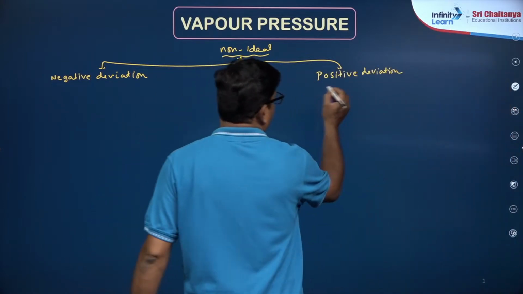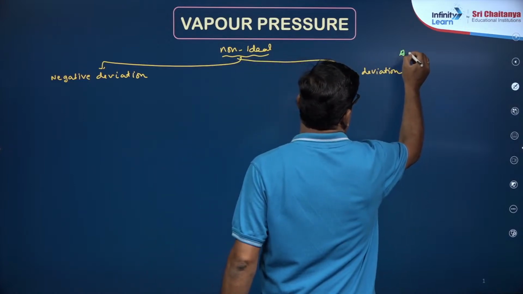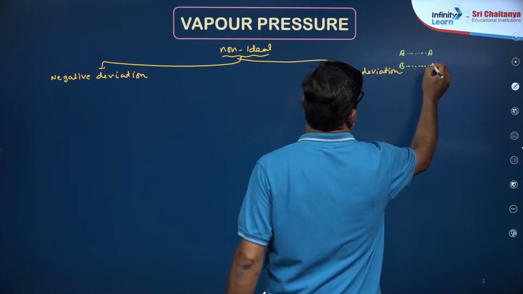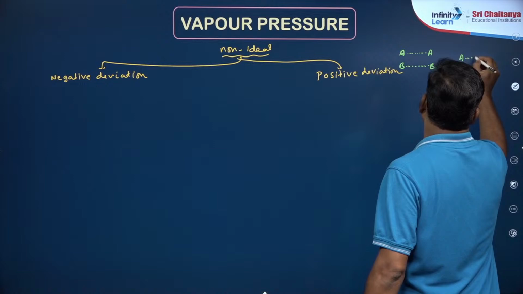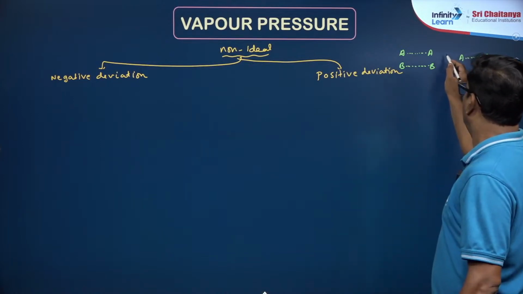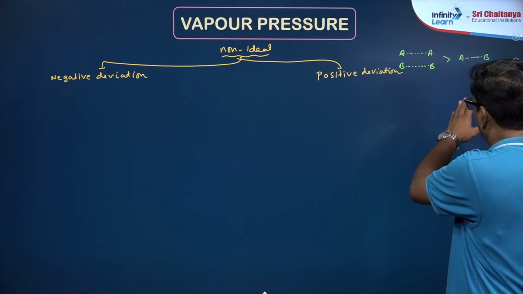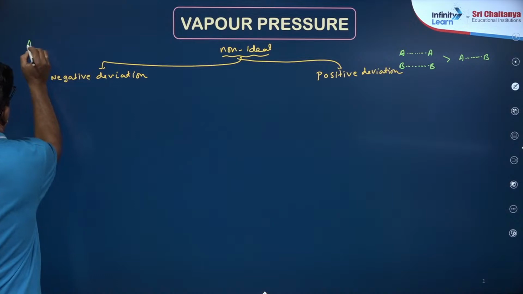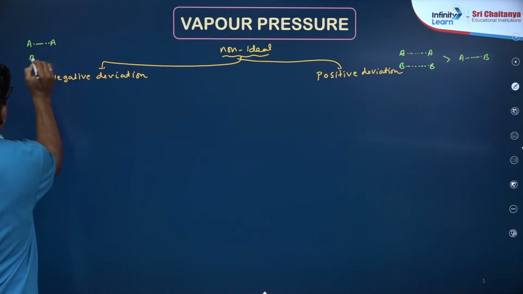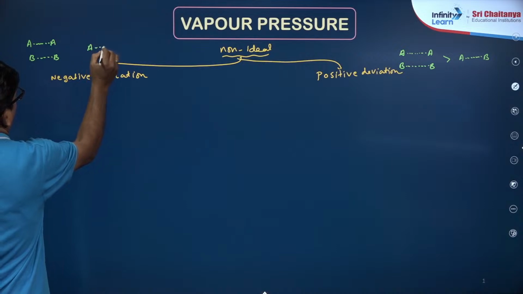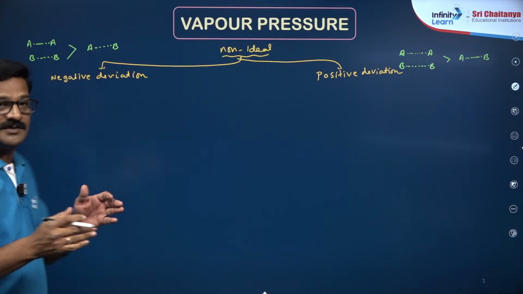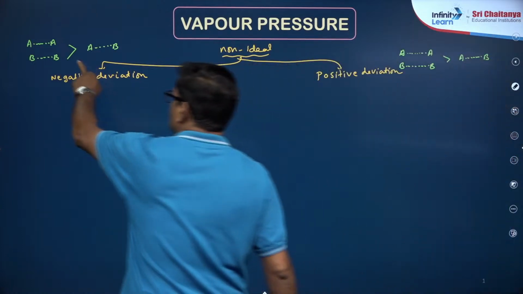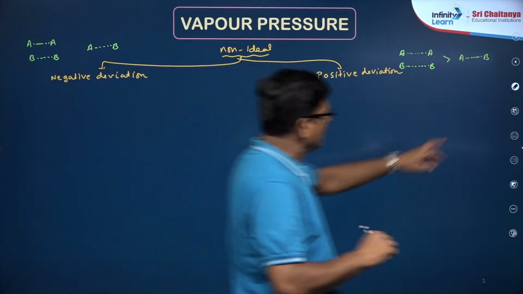For positive deviation, intermolecular force between A and B and A and A will be less. You can see intermolecular force between A and B, and B and B, and A and B. Intermolecular force here it is going to be less. Here it is going to be less. Okay. So, if it is less, what happens?